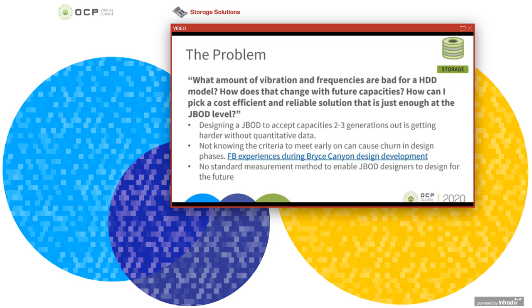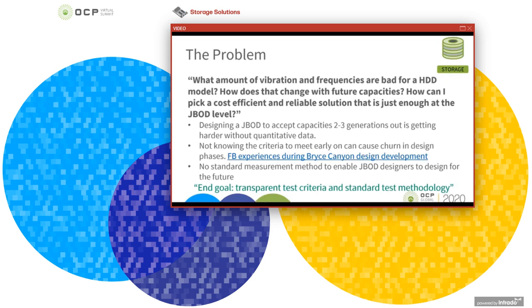In general, a JBOD designer like us would design a JBOD to accept 2 to 3 HDD generations without doing any changes on the JBOD. That enables us to release and accept HDDs as they come in the industry and not go through the churn of designing a full chassis every time. Listed here is also a previous OCP session where we outlined the design churn that we had to go through with Bryce Canyon when we ran into an issue on supporting the HDD performance that we had to guarantee on the system, but we were failing at it because we did not know the criteria that we had to meet on the HDD when it came to vibrations.